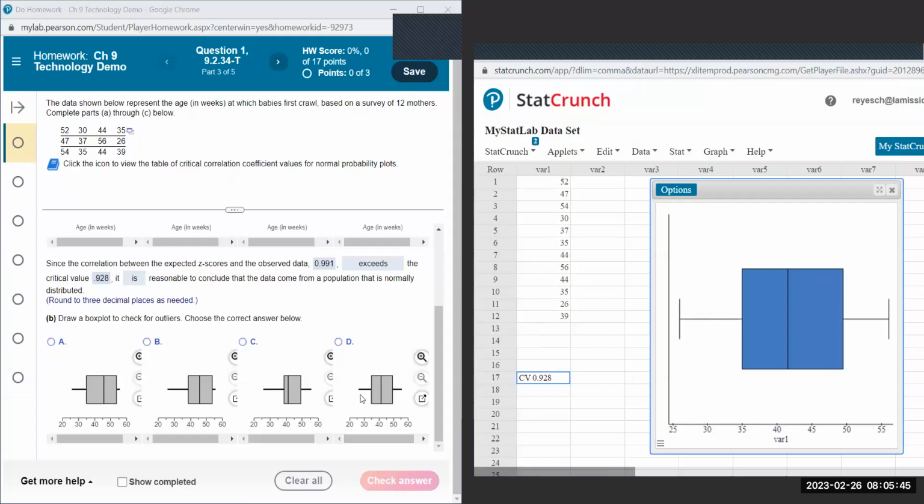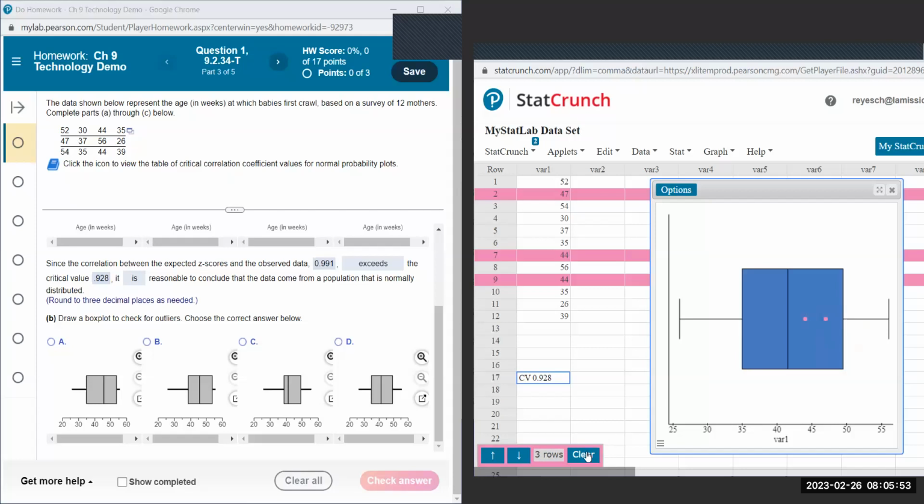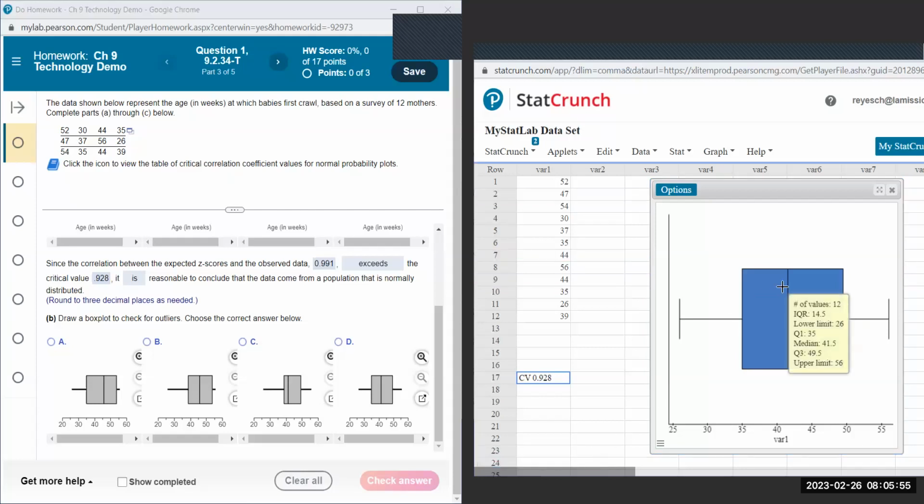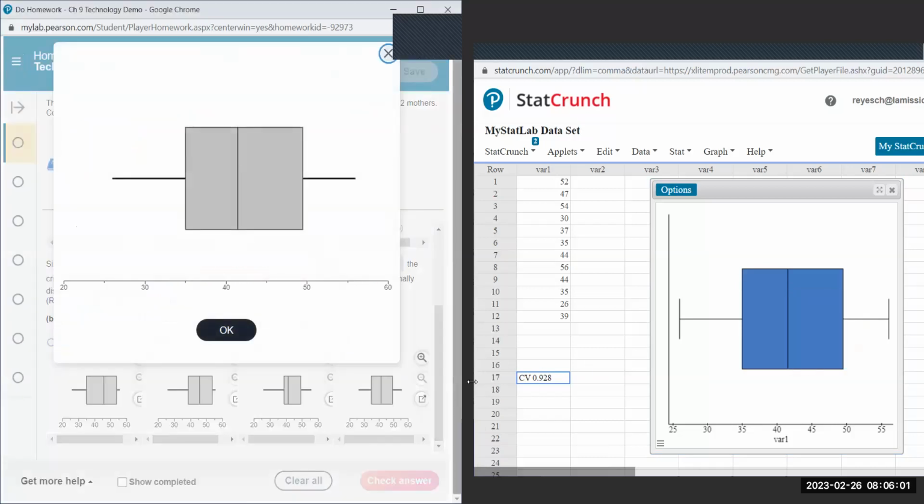I think the best one is this one. But I'm going to hover here for the 5-number summary and see if it looks like they're hitting around the same places. Let me pop this one out. So now that I popped it out, it definitely looks more like it's at 41 or 42 and like 49.